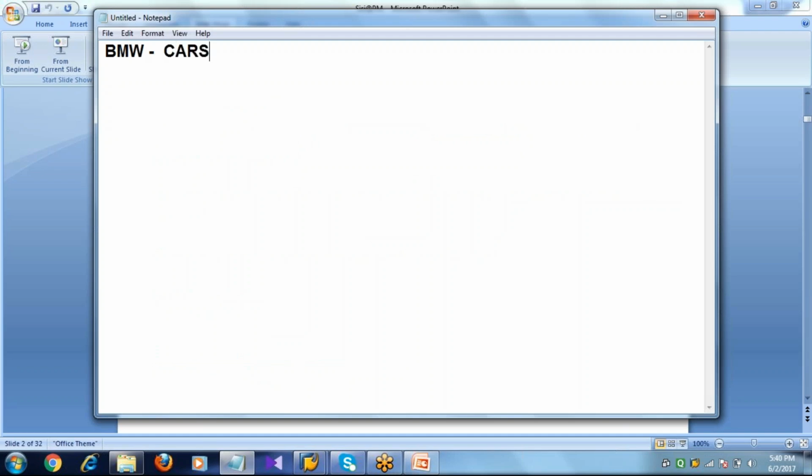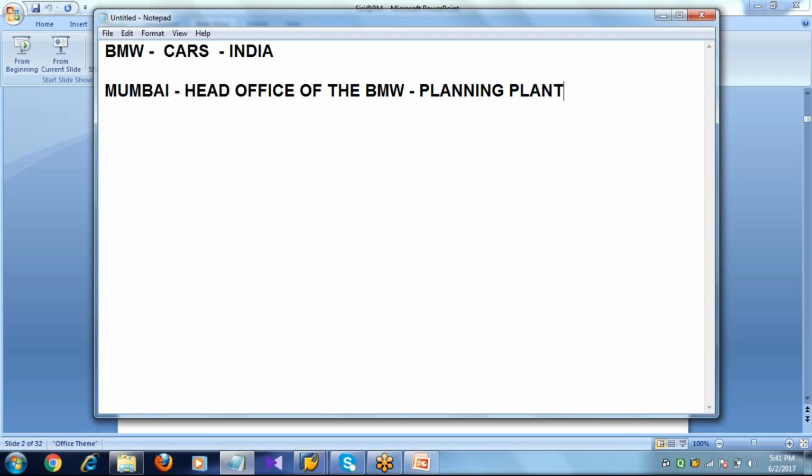They manufacture cars, isn't it? The location is India. Mumbai is the place of the head office of BMW. This head office in Mumbai, which belongs to the BMW company, I will take as a planning plant. Listen carefully.